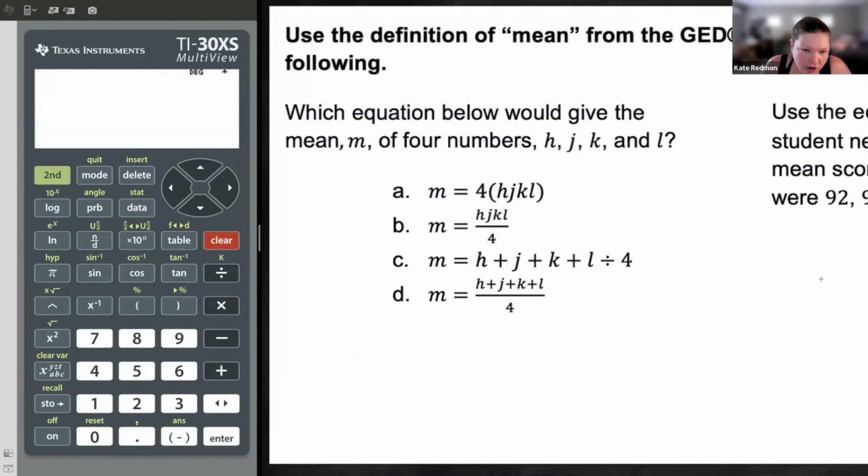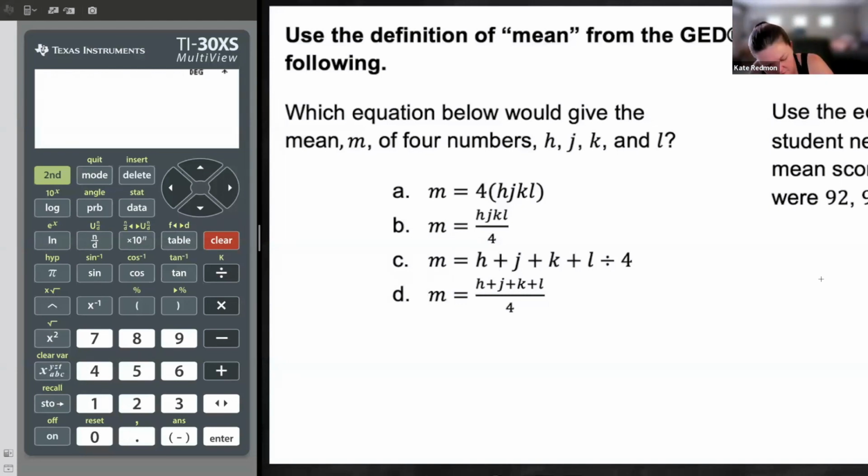So which equation below would give the mean m of four numbers, h, j, k, and l? Well, it's going to be an equation where h, j, k, and l are getting totaled. How could I find the total of four individual numbers? Well, quick way, just add them all up. You might say to me, Kate, but you said multiplying gives totals too. Yeah, multiplying gives totals when you have the same number repeated some number of times. That's not what I have here. I just have four individual numbers, h, j, k, and l.